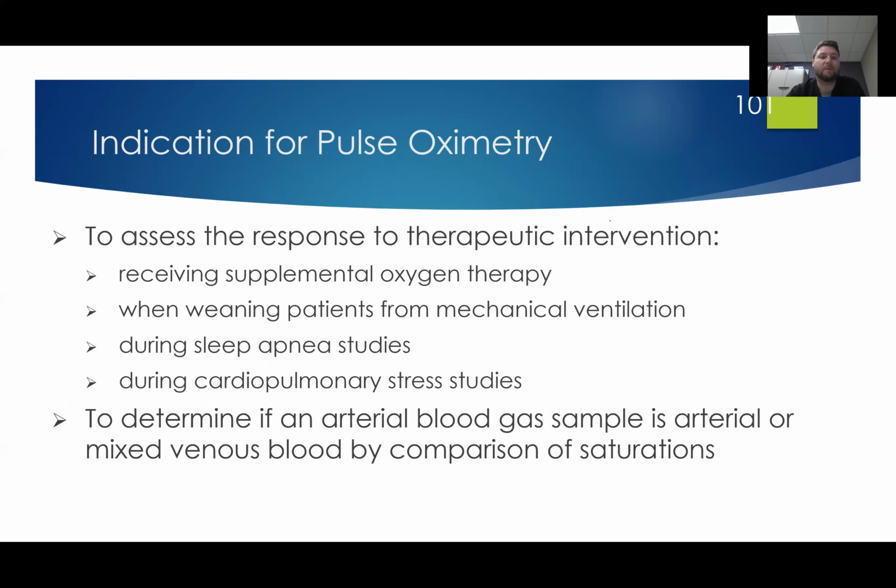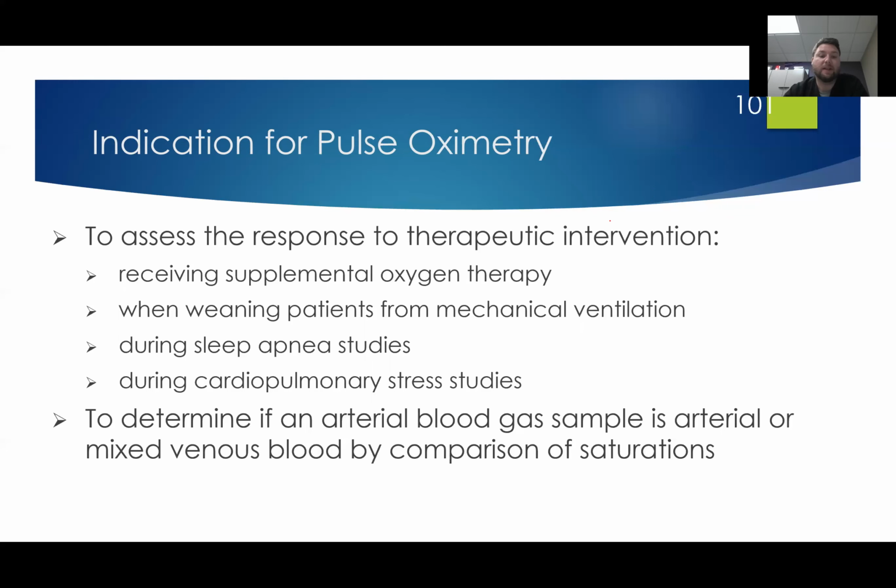So an indication for pulse oximetry: we're going to use this to assess the response to your therapeutic intervention, what you may need to do. So we'll use pulse ox to see, do they need oxygen therapy? Can they be weaned from their oxygen therapy? Do we need to go up or down on their liter flow or whatever? It'll tell us if they're ready to wean from mechanical ventilation if they're on the vent.